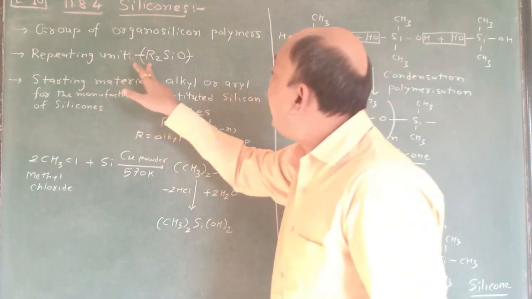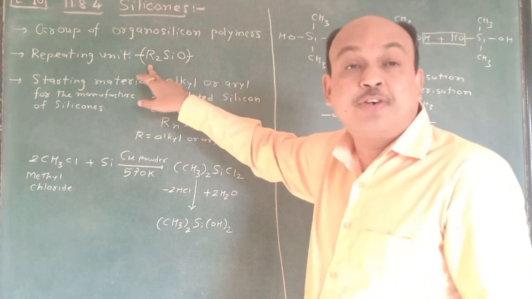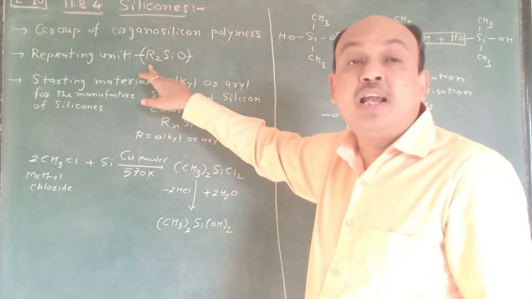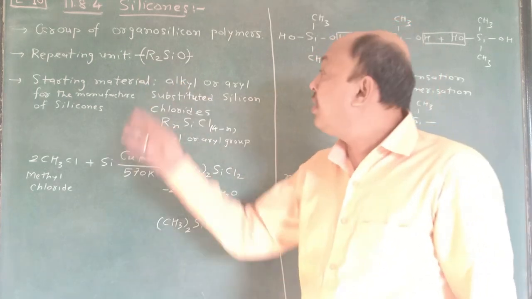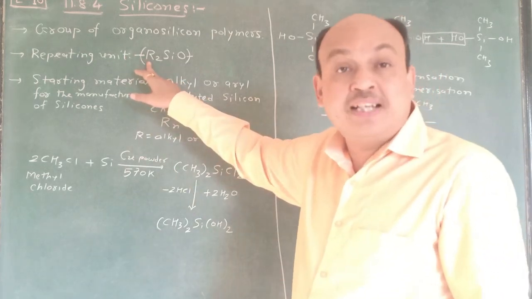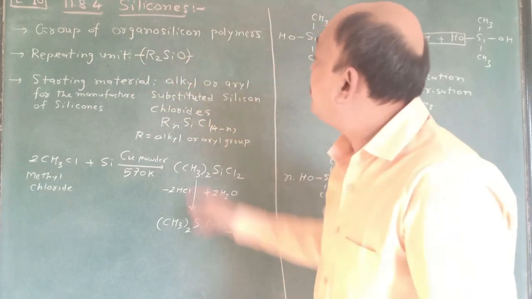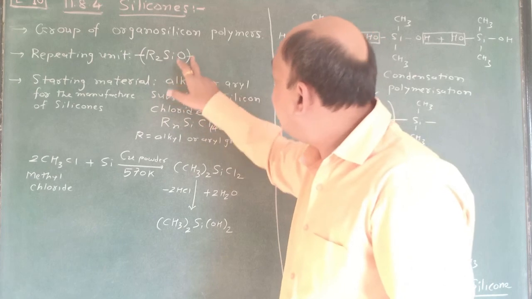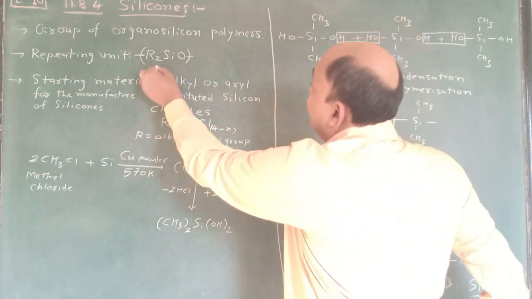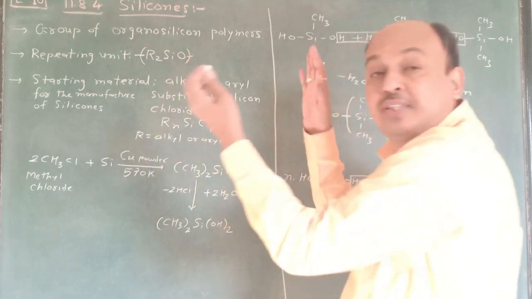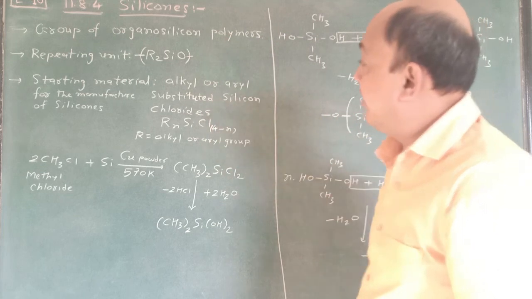The repeating unit is R2SiO. R stands for an alkyl or aryl group. Is it clear? Alkyl means what? Methyl, ethyl, or another group, phenyl, which is considered an aryl group. So R2SiO, and this chain indicates a number of molecules: R2SiO, then once again R2SiO, then once again R2SiO. That is considered the repeating unit.